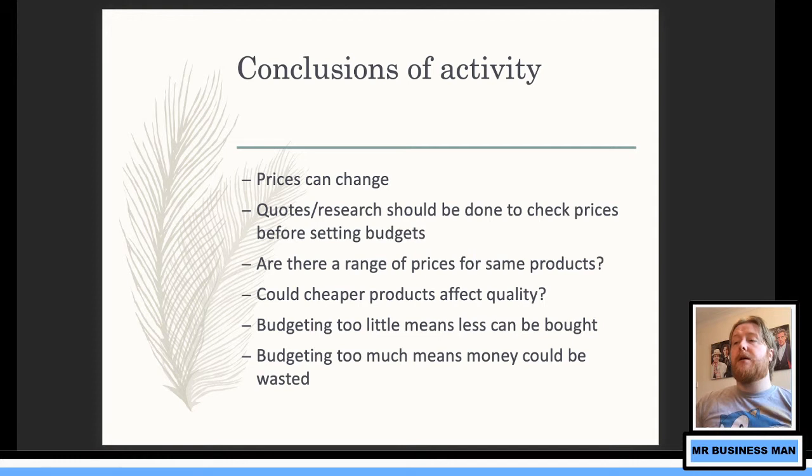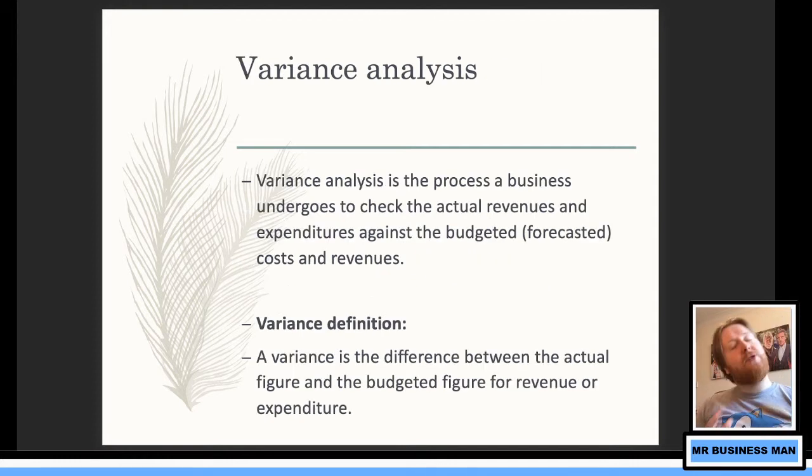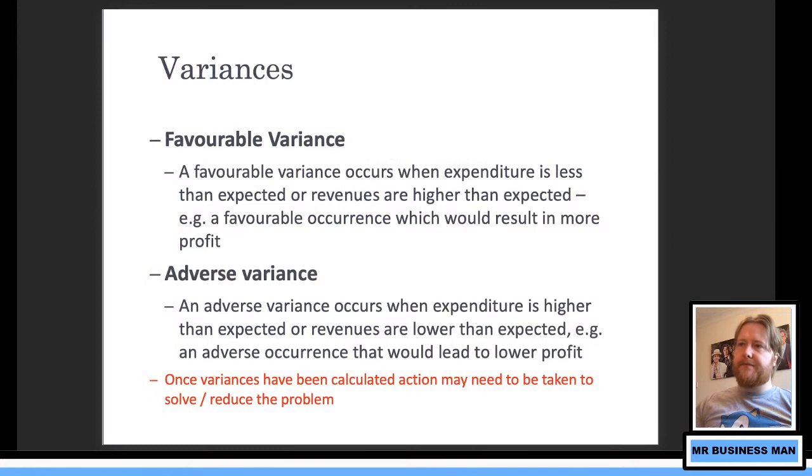Okay. Now, variance analysis, really important bit of the topic, because variance analysis is the process a business undergoes to check the actual revenues and expenditures against the budgeted or forecasted ones. So a variance is the difference between the actual figure and the budgeted figure for revenue and expenditure. So we do the difference between what actually happened versus what you thought might happen, and we call it a variance. Now, there's two different types of variance.